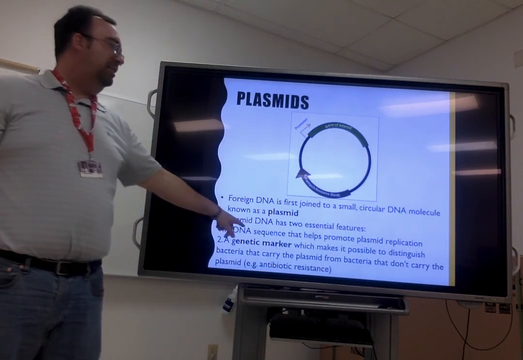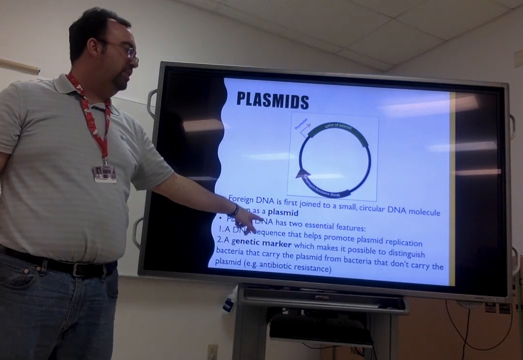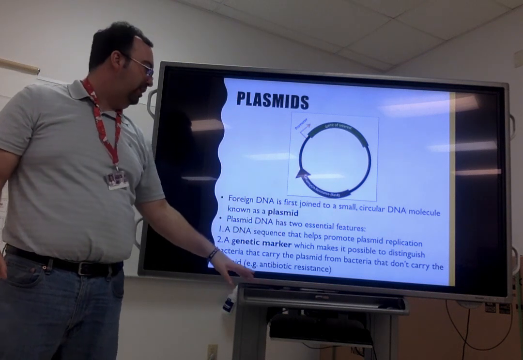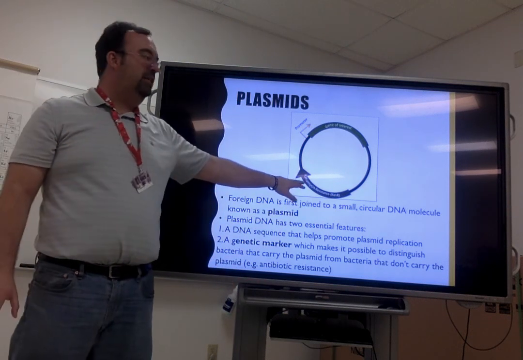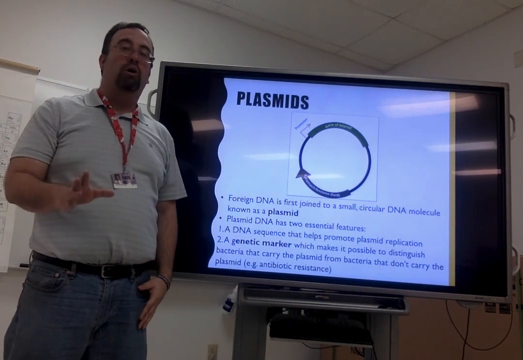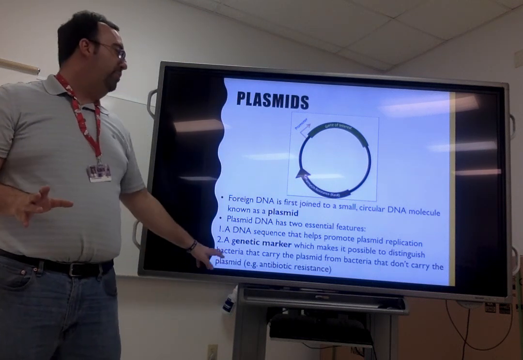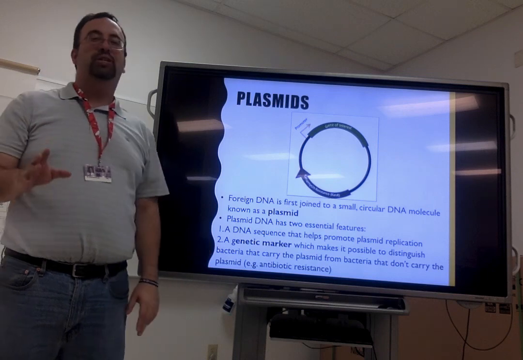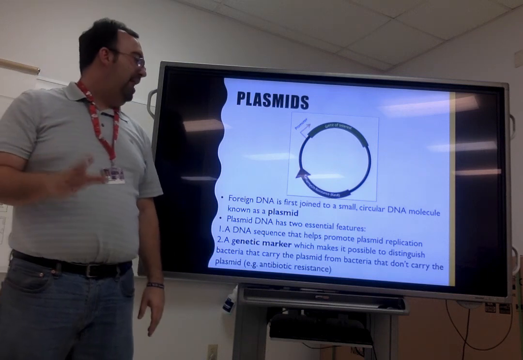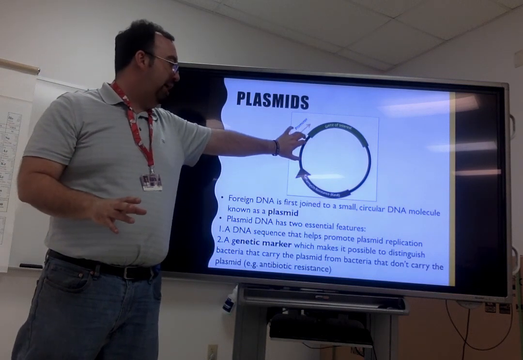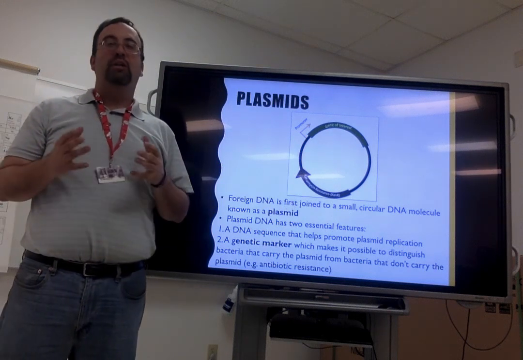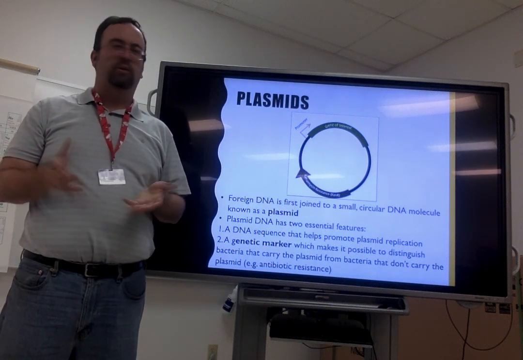We have a DNA sequence that helps to promote plasmid replication, and then this is our genetic marker. What this allows us to do is to distinguish bacteria that carry the specific plasmid from bacteria that don't carry the plasmid, the specific gene.